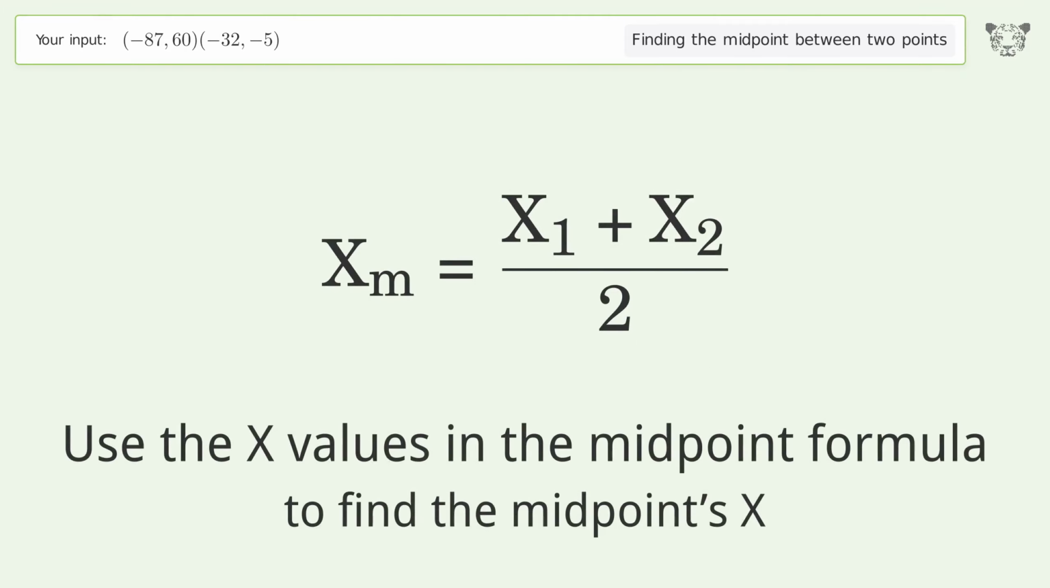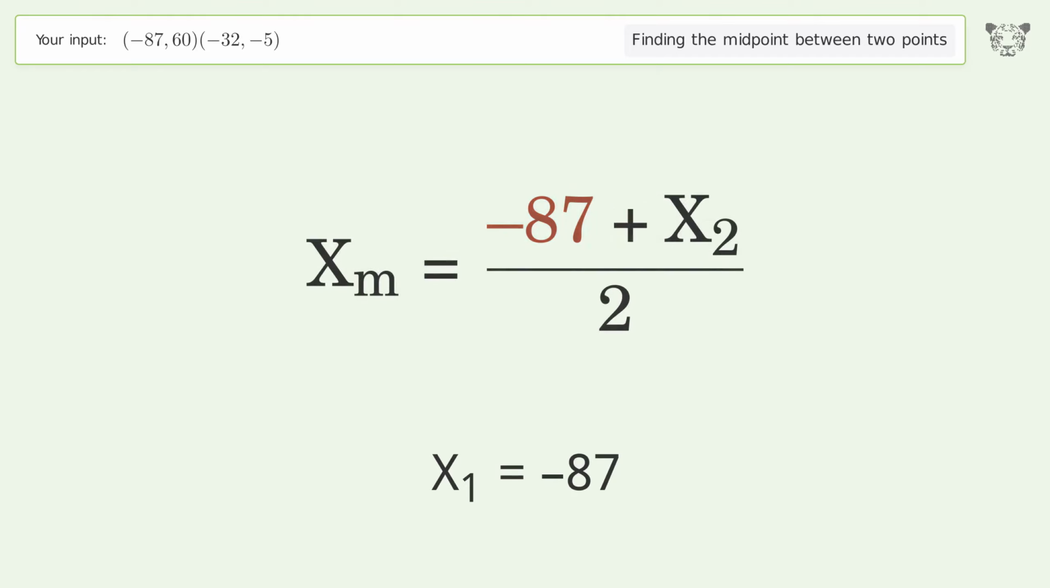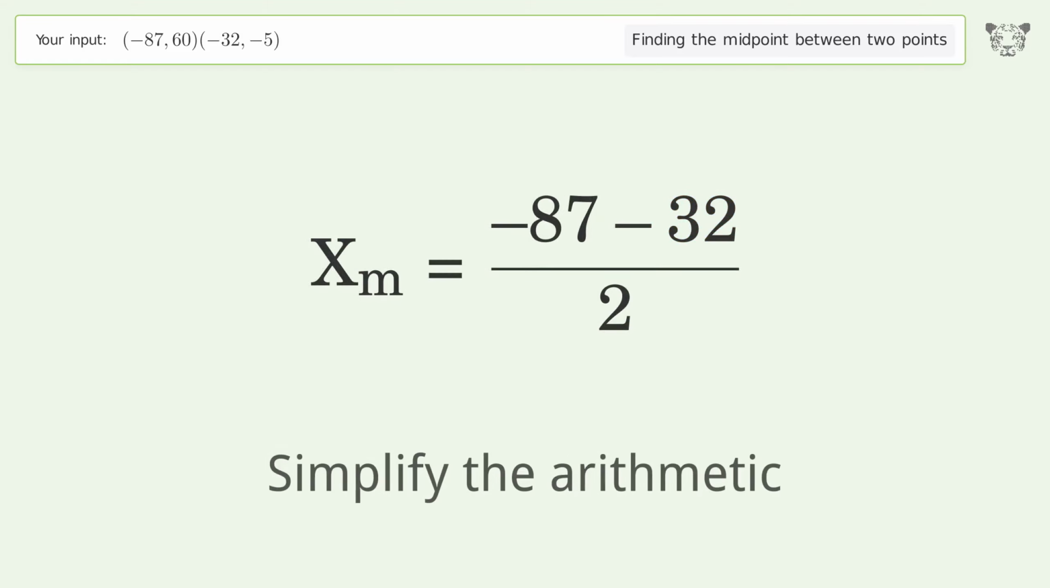Use the x values in the midpoint formula to find the midpoint's x. x1 equals negative 87. x2 equals negative 32. Simplify the arithmetic.